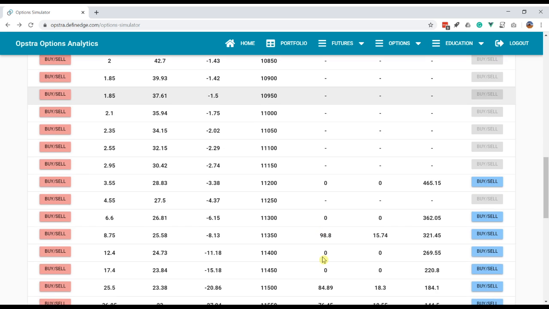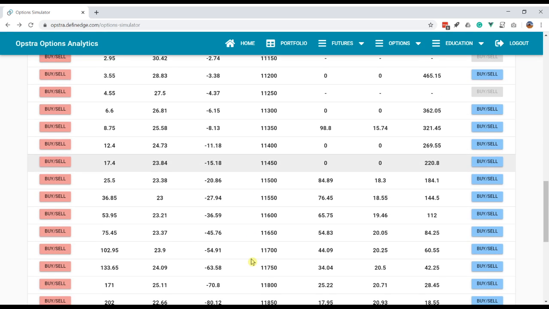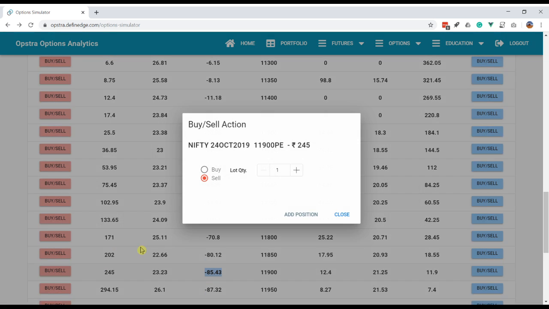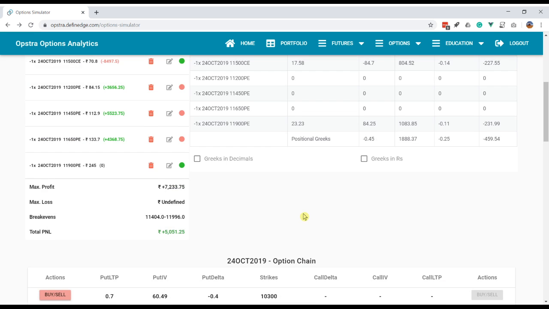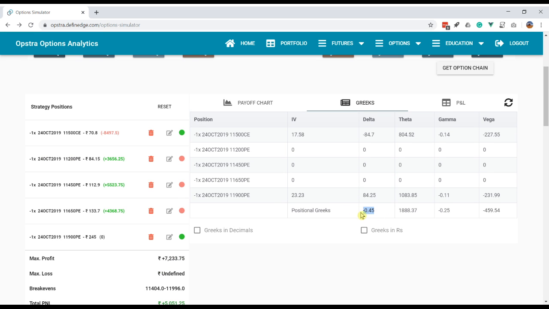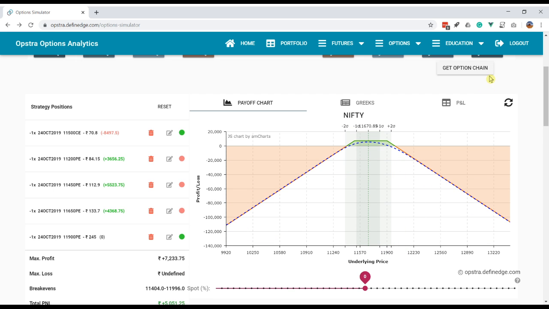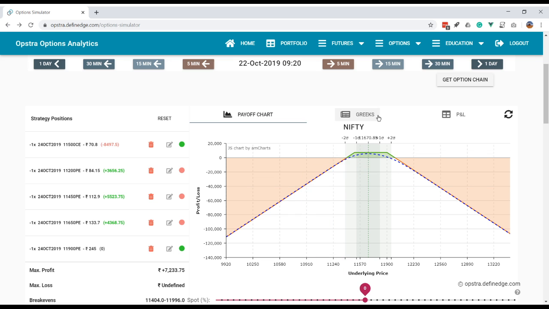It's around, and then neutralize with an 85 delta put option. So this one looks close. So 11,900 put option. We'll sell it and check the Greeks, and now we have neutralized the delta again. Check the payoff chart. Okay. As you keep on doing more adjustments, the maximum profit possible keeps decreasing.